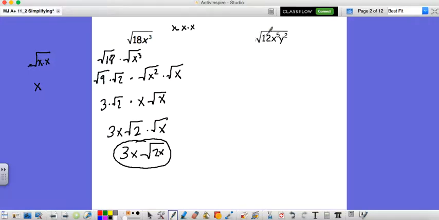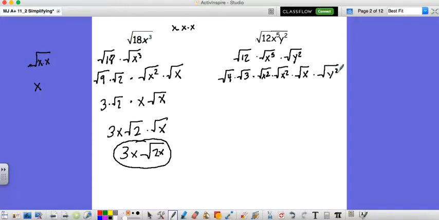Okay, here we go. Perfect square hunting. We'll break this down. Square root of 12 times the square root of x to the 5th times the square root of y squared. Ooh, that already looks pretty convenient. Square root of 12, that's the same as the square root of 4 times the square root of 3. 4 is a perfect square that goes into 12. X to the 5th, now we can break this up where we have square root of x squared times the square root of x squared times the square root of x, 2, 4, 5. Then we have the square root of y squared. I'm going to leave that be for now. We'll simplify it in a moment.